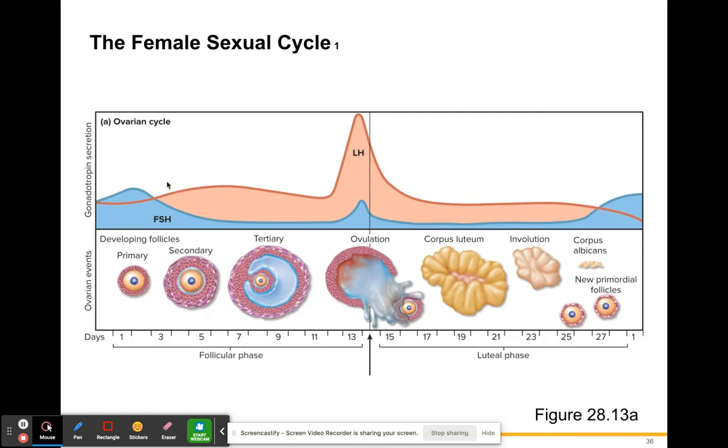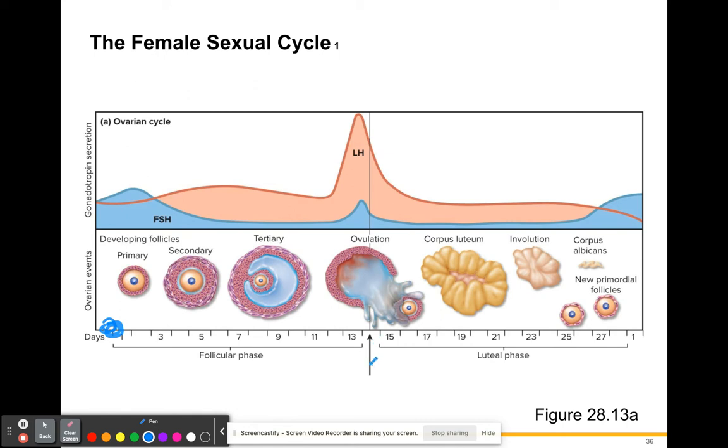So here's our ovarian cycle, and you can see the different hormones that are being produced during different times of ovulation. Here's day 1 of the sexual cycle. Your ova is in the primary follicle, still inside the ovary. About 3 to 5 days into the sexual cycle, you're into your secondary follicle in the ovary. At 7 to 11 days, you're in the tertiary.